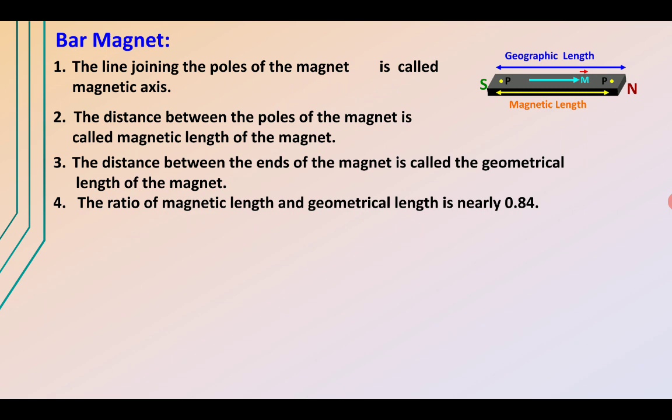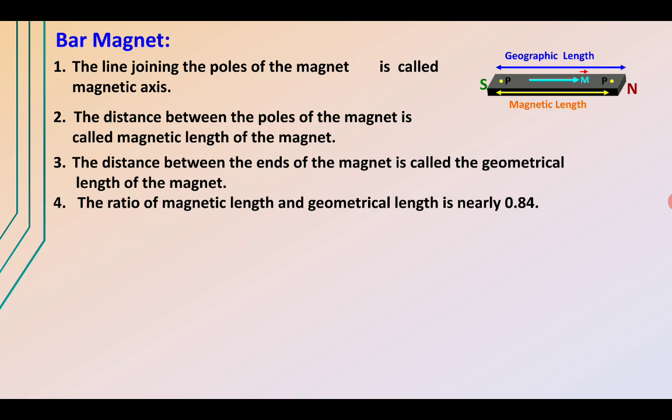So suppose the line is passing through the center and perpendicular to the magnetic field here. This represents the magnetic equator for a given magnet. This is the magnetic length, this is the geographic length, this is your magnetic dipole moment, and the line passing through here is known as the magnetic equator, and the line passing through the axis of this magnet is known as the magnetic axis. Now, the ratio of magnetic length and geographical or geometrical length is nearly equal to 0.84.